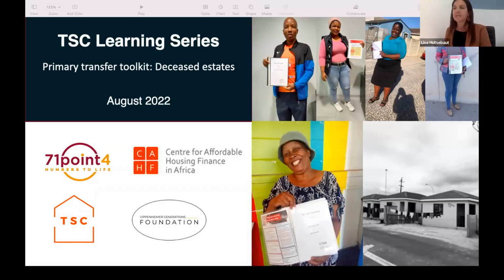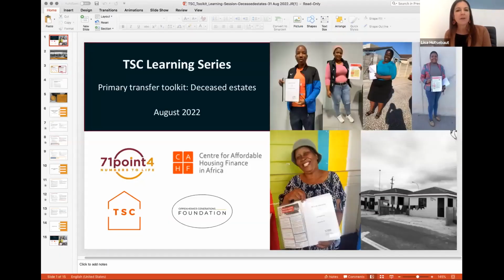So the Tenure Support Centre is a pilot that was set up about 4 years ago in Cape Town. It's a joint initiative between 71.4 and the Centre for Affordable Housing Finance in Africa, CAHF. It was basically set up to do some research into the low-income property market. And arising out of that pilot, we very quickly got some insights into the primary transfer backlog, particularly the various types of primary transfer backlogs that needed to be addressed.